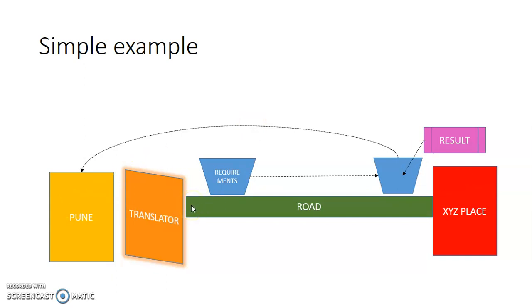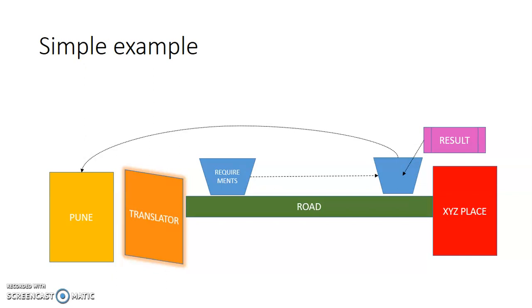After that, we need to establish the road between Pune and XYZ place, as there is no transport mechanism. Then we will have the vehicle where I am going to put my requirements. Currently my requirement is 100 diamonds. Then the vehicle will be transported to the XYZ place where the people will get my requirement, process it, and put the 100 diamonds into a box, say a result, and that box will be kept in the vehicle, which will be transported back to me at Pune, and I will get my diamonds. So this is a very simple example.